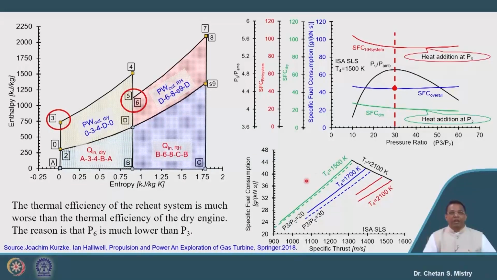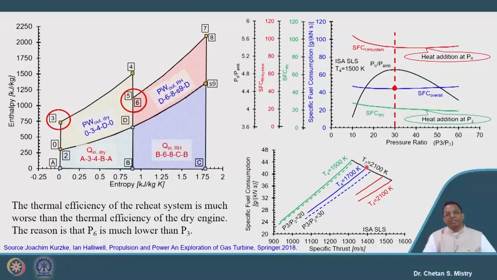So what we have realized is that if I am increasing my pressure ratio and increasing my turbine entry temperature, I will have a reduction of specific fuel consumption. Suppose I consider a turbine entry temperature of 2100 K. We can realize that for the high pressure ratio, my specific fuel consumption will be reducing.